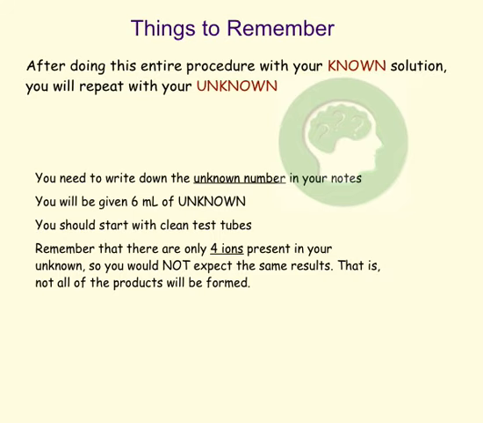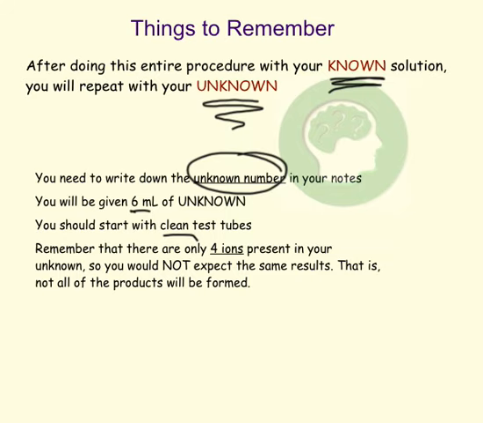And then some things to remember. You're going through this whole entire procedure with your known solution. You're going to repeat this with your unknown solution. So when you get your unknown solution, make sure you write down your unknown number. You also are going to be given 6 milliliters of your unknown, so make sure you save that. Don't use all of it all at once. Remember to start with clean test tubes. The worst thing you could do is start with some dirty test tubes and get some false positives with your unknown right from the beginning.